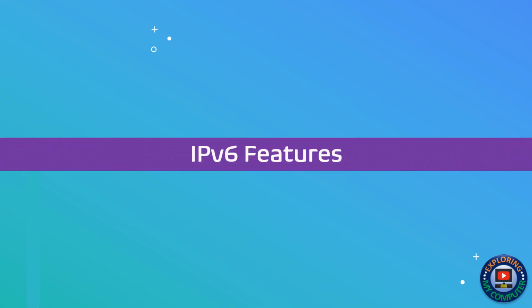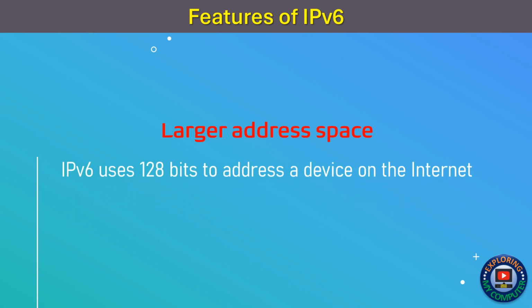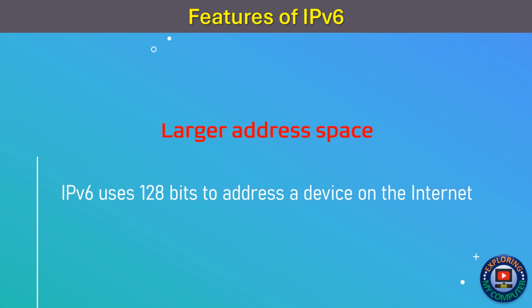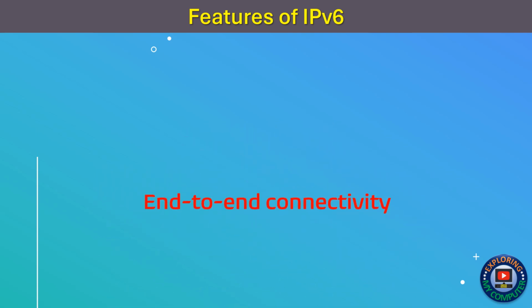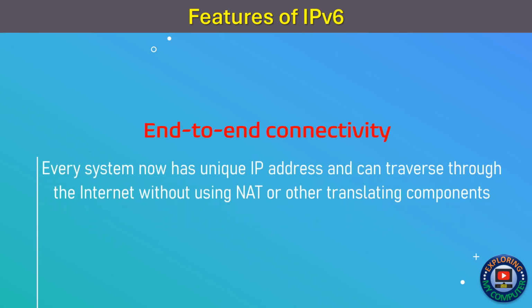Features of IPv6 are explained here. IPv6 uses 128 bits to address a device on the internet. The IPv6 header has been simplified by removing all unnecessary information and options. End-to-end connectivity: every system has a unique IP address and can traverse the internet without using NAT or other translating components.